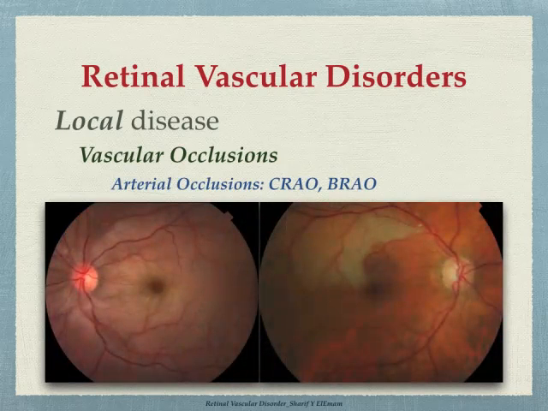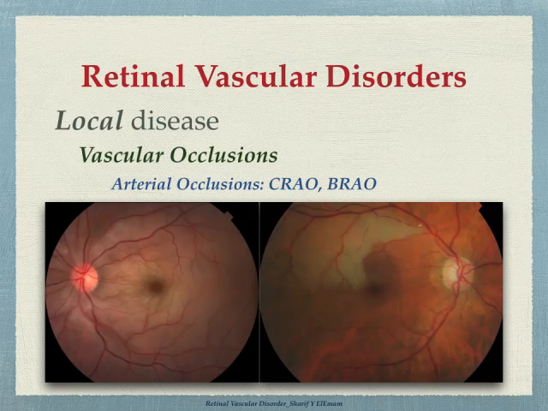Other occlusions include artery occlusions, which have a large amount of variability according to the area of the retina affected. It can affect the central retinal artery, which causes severe diminution or even loss of vision rapidly within seconds. This is a sudden diminution of vision. It also can affect only a part of the retina, and that is called a branch retinal artery occlusion.